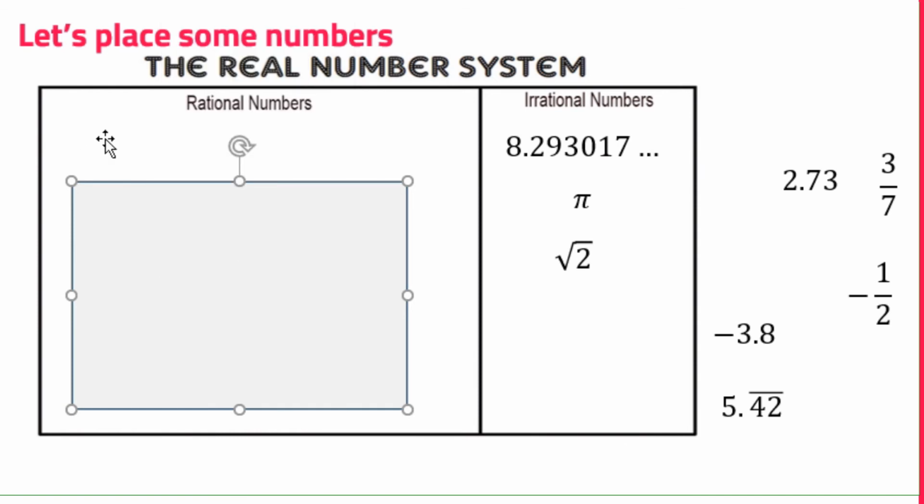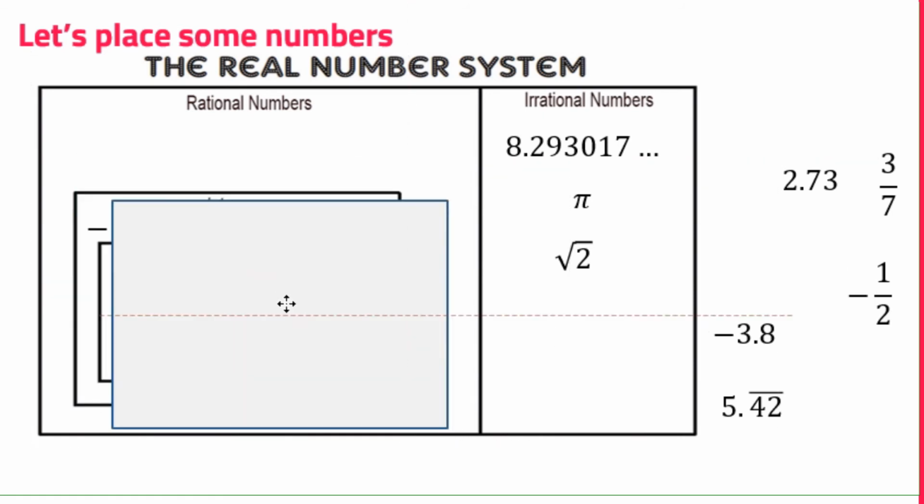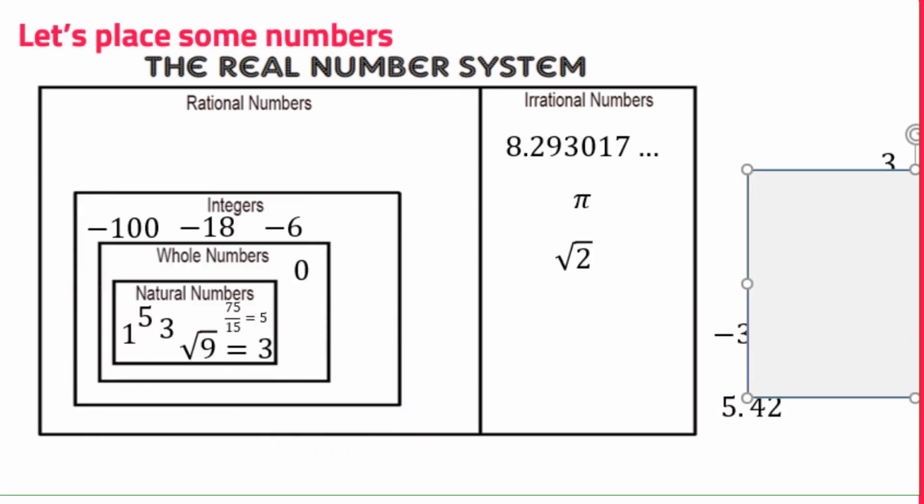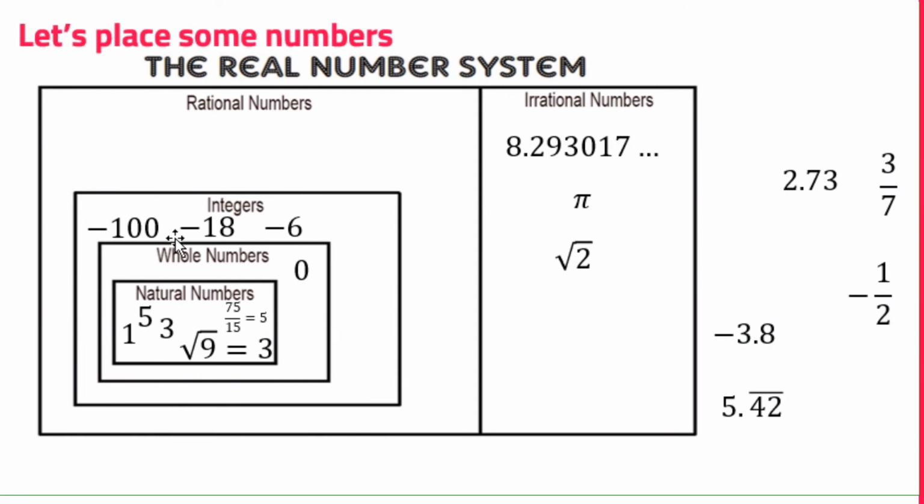Oh, goodness. Okay, so if I look at all the numbers in this square, though, right here, see how I'm moving that around? All of those numbers are integers, right? 5 is an integer. 3 is an integer. 0 is an integer. Negative 18 is an integer. See how that box contains every number within? That's like those nesting dolls.